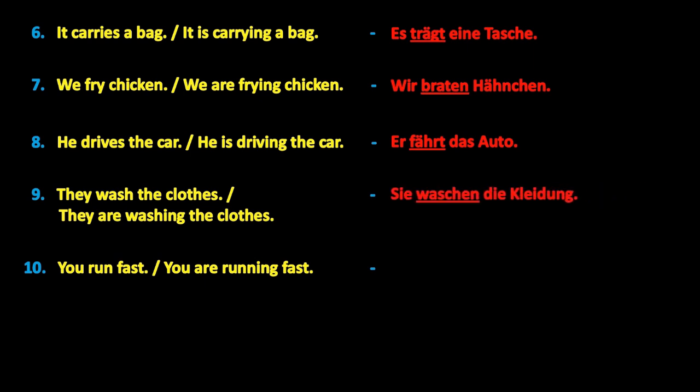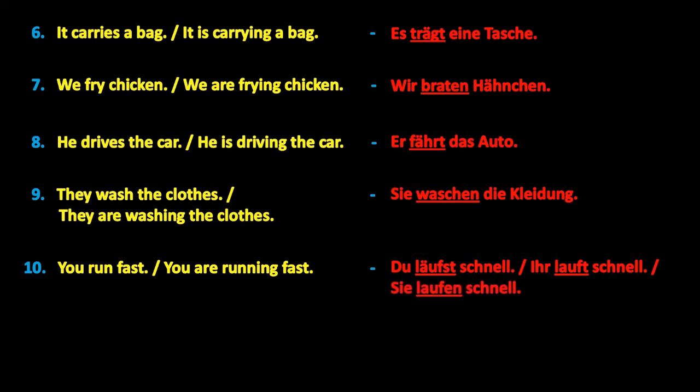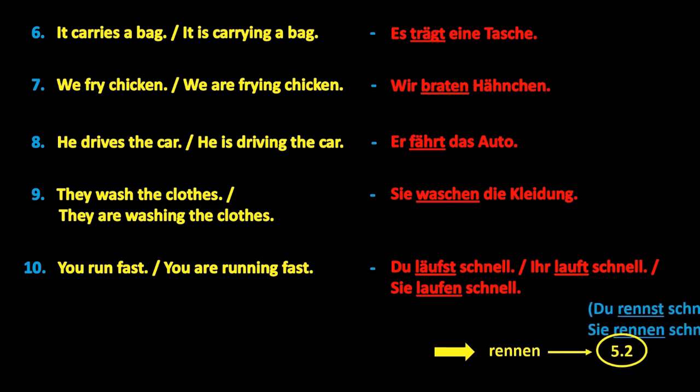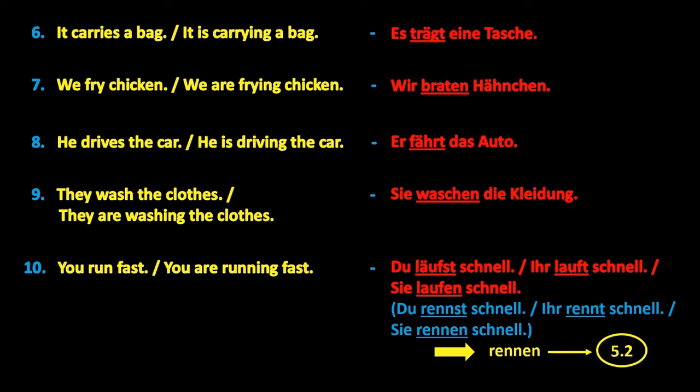They wash the clothes or they are washing the clothes. Sie waschen die Kleidung. You run fast or you are running fast. Du läufst schnell, or ihr lauft schnell, or sie laufen schnell. Here we can use the verb rennen also. The verb rennen conjugates as the pattern we learnt in part 5.2. The verbs end with en. Du rennst schnell, or ihr rennt schnell, or sie rennen schnell.